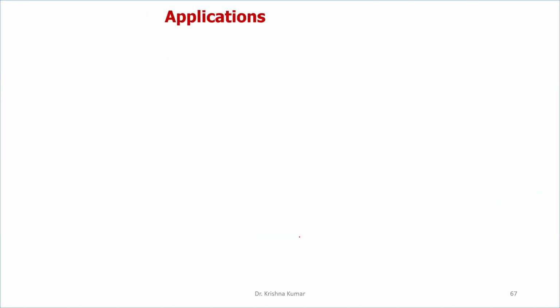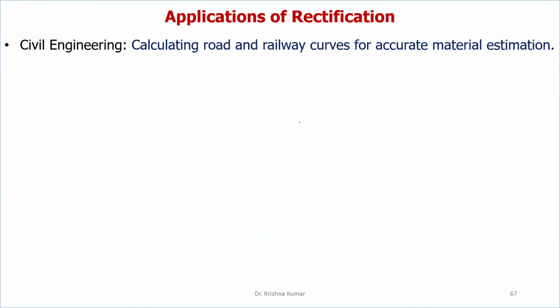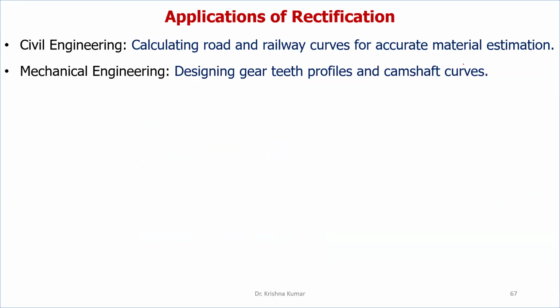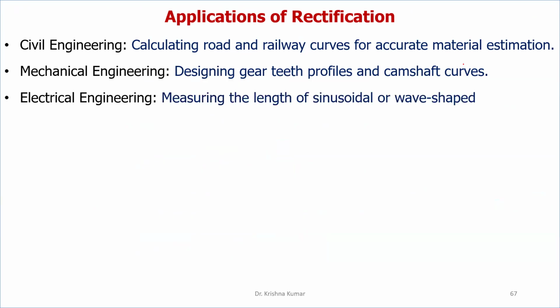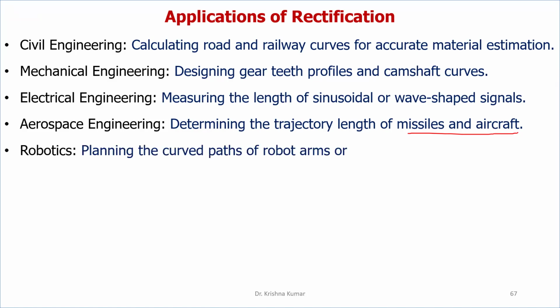Now, let us see what are the applications of rectifications. In civil engineering, calculating road and railway curves for accurate material estimation, we are using rectification. In mechanical engineering, designing gear teeth, profile and camshaft curves. In electrical engineering, measuring the length of sinusoidal or wave-shaped signals are done with the help of rectification. In aerospace engineering, we apply rectification to determine the trajectory length of missile and aircraft. In robotics, rectification can be used to plan the curves, path of robot arms or wheels.